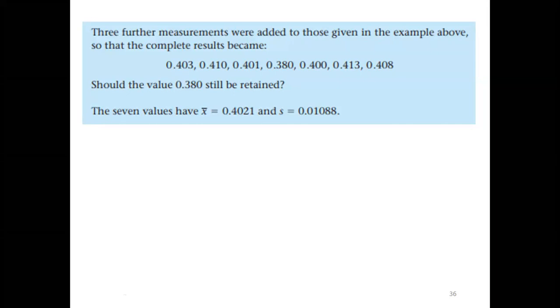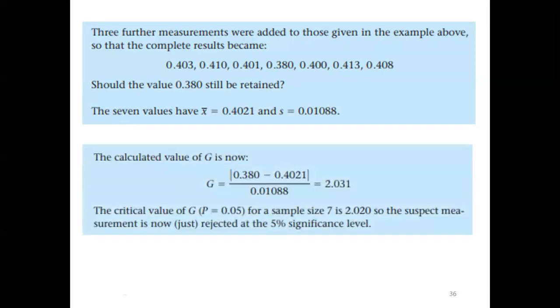Again we have to calculate the mean and the standard deviation for all 7 measurements. Then after finding the mean and standard deviation, we calculate the G statistic for these 7 measurements. The suspicious value is 0.38, the mean is 0.4021, and we divide by the standard deviation. Again, this value is negative, but we take only the magnitude, and for G we get 2.031.